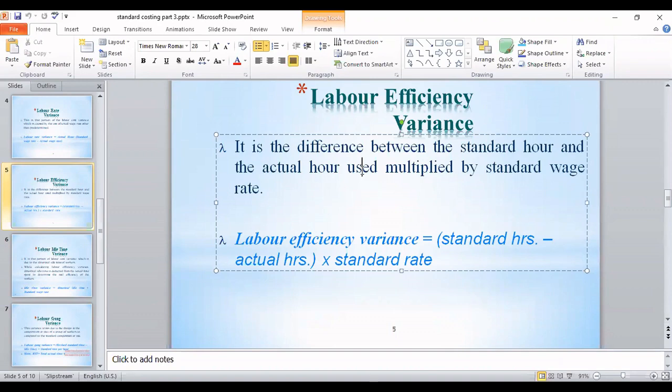Which rate will we keep constant? Standard. So your formula will be standard hours minus actual hours, multiplied by standard rate. Is this clear, everyone? Yes, sir. Okay, very good.